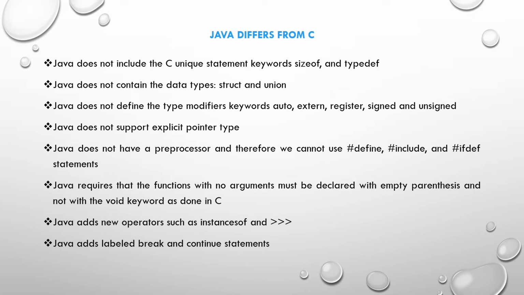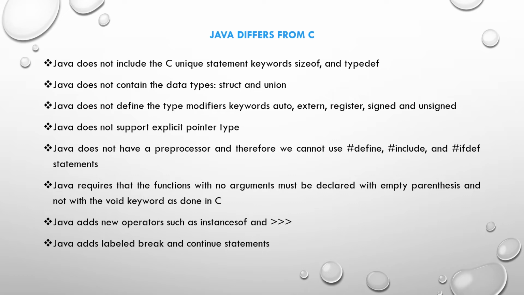The struct keyword is used for defining structures. The union keyword is used for defining unions. The third difference is that Java does not define type modifiers like auto, extern, register, signed and unsigned.